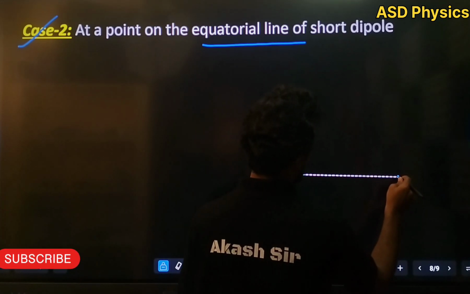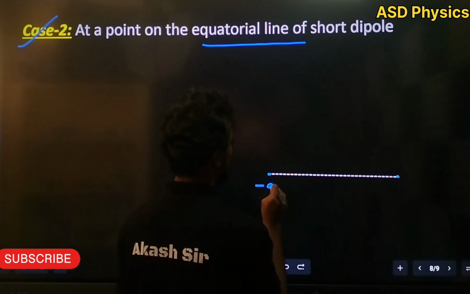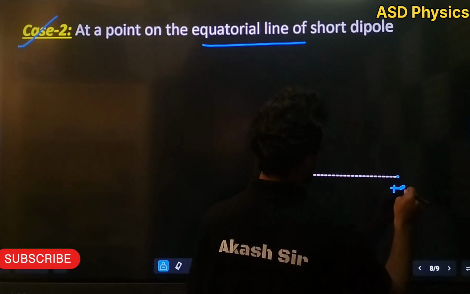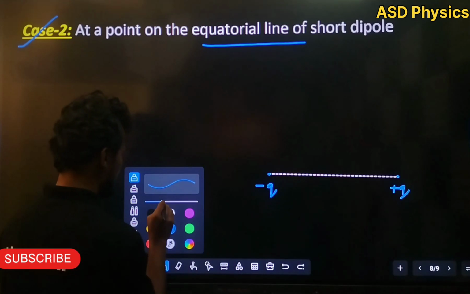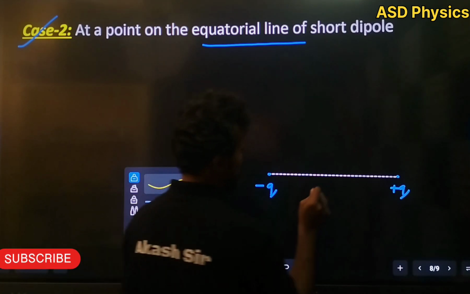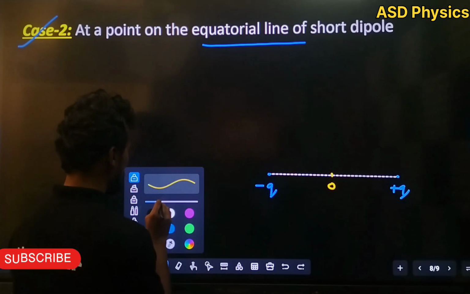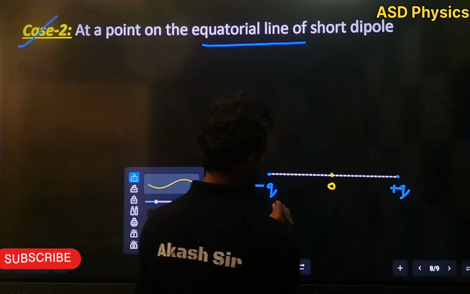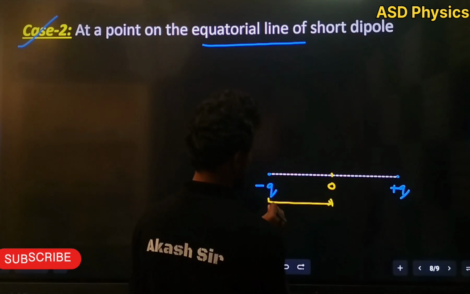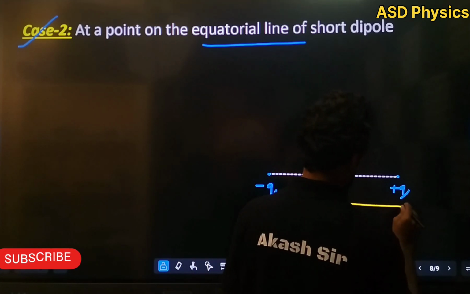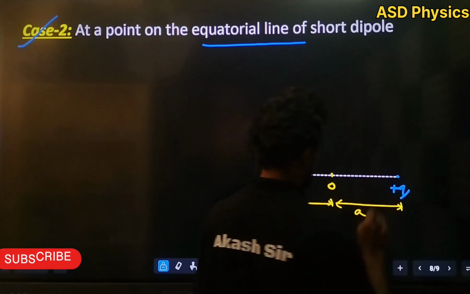So here, first we have to understand what the equatorial line is. This is the minus q charge. This is the plus q charge. Let me decrease it somewhat and change the color. Now see here, this is the center of the dipole, and you know very well this distance is a, and this distance is also a.